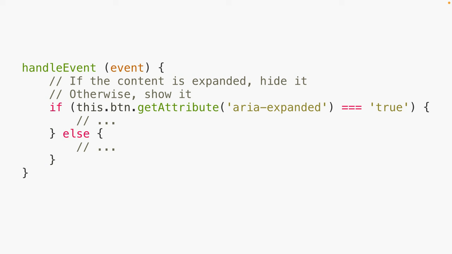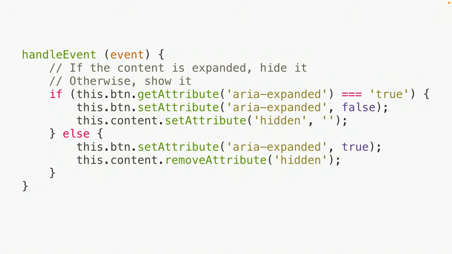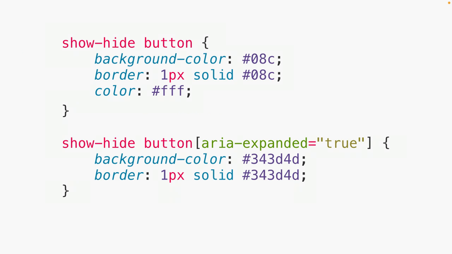Now, you could also set a property for this, but I like associating it with the ARIA attribute. I think it's a convenient way to handle state in this particular case. We will update the ARIA expanded attribute and add or remove the hidden attribute on the content depending on whether the content is currently shown or currently hidden. So we'll flip it around and do the opposite.